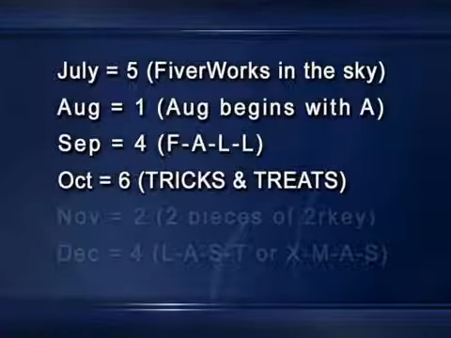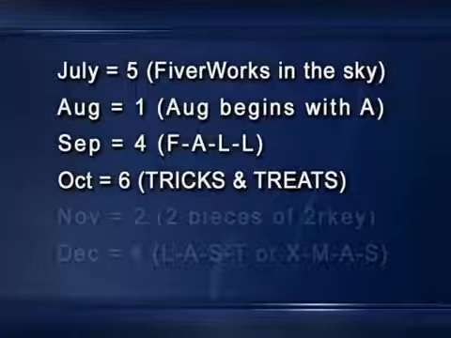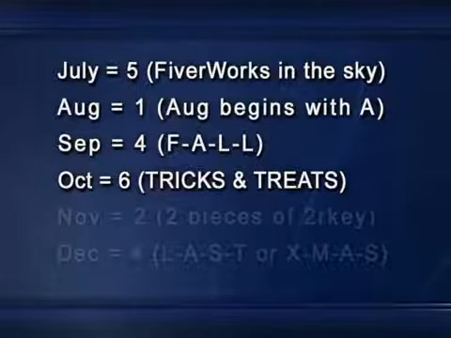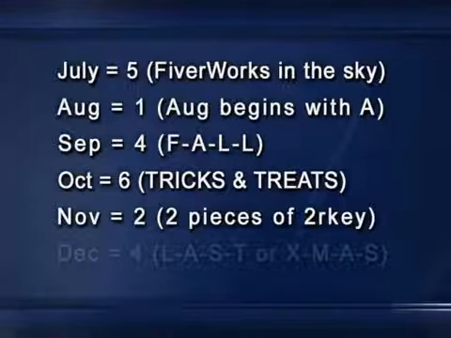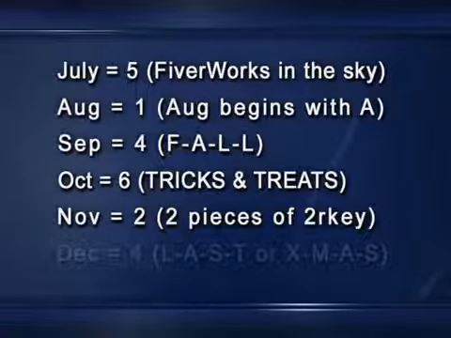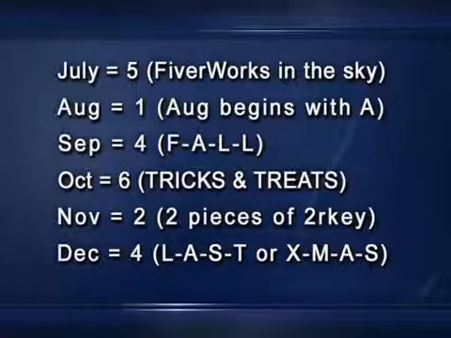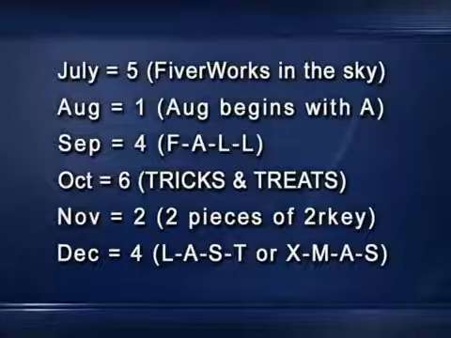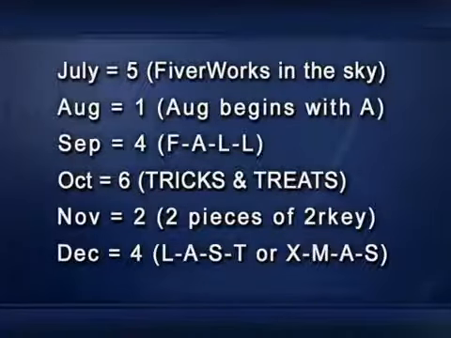October is 6. You might think of tricks or treats, both of which have 6 letters. Actually, tricks rhymes with 6. That's another way to learn that. November is 2. On Thanksgiving, you might have 2 pieces of turkey, turkey spelled with a 2, of course. And December is the last month of the year, and last has 4 letters. Again, these are my links. Your puns and mnemonics may vary.